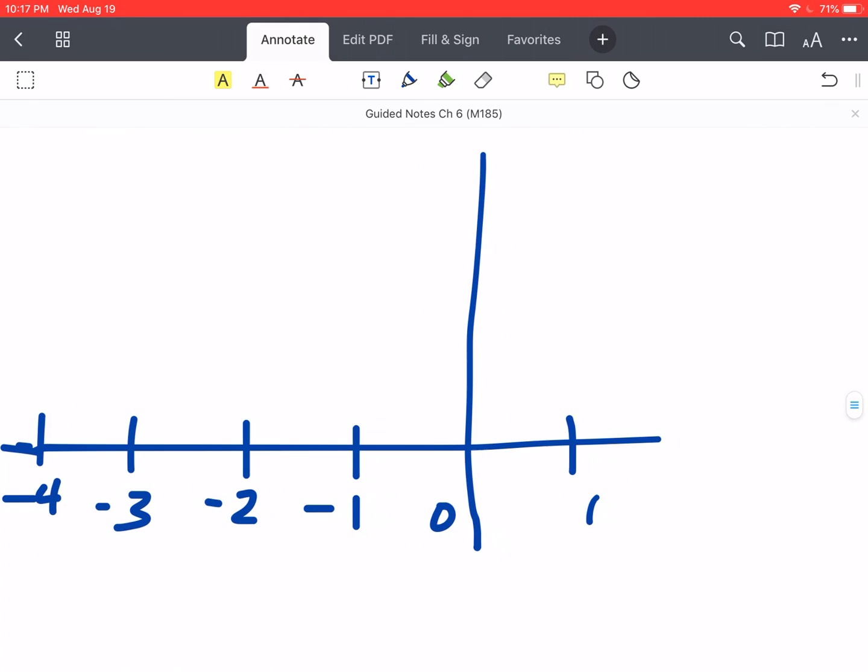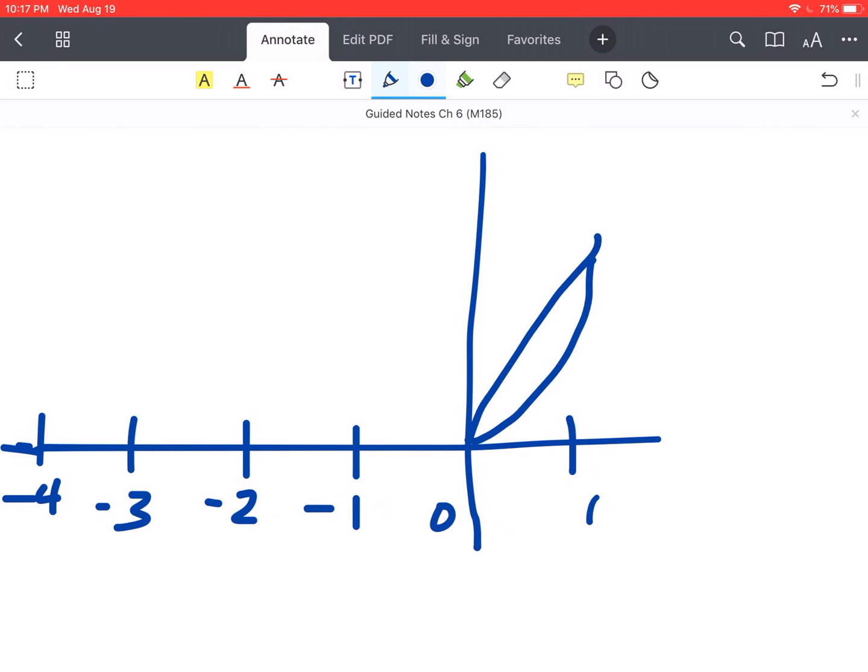So let me get my graph going over here. So we have, okay, so we have x squared. This is our region, and we're rotating it about this line.